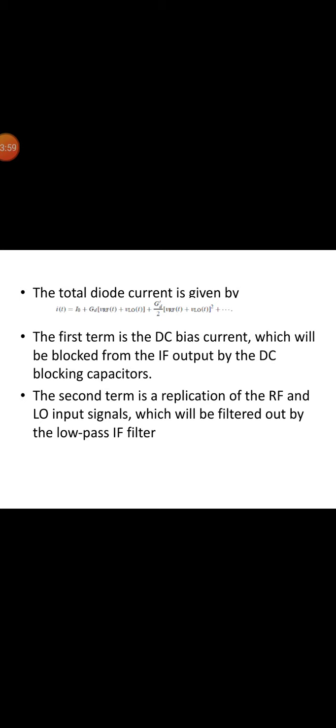The first term is the DC bias current, which will be blocked from the IF output by the DC blocking capacitor, and the second term is a replication of the RF and LO input signals, which will be filtered by the low pass filter. That leaves the third term, which can be written using trigonometric identities as GD dash by 2 times VRF cos omega RF t plus VLO cos omega LO t the whole squared. Expanding this in the form of A plus B the whole squared.